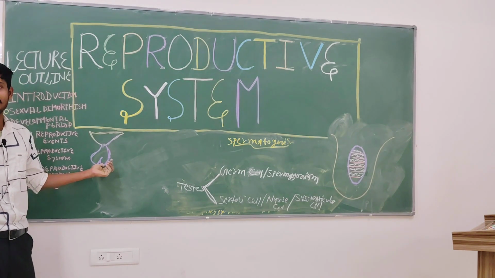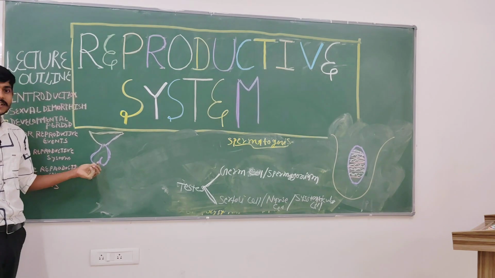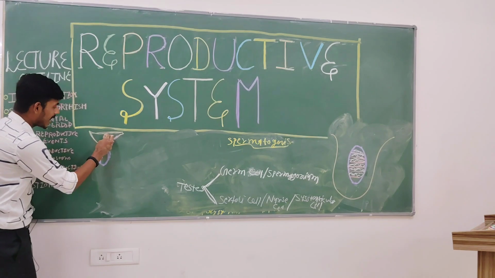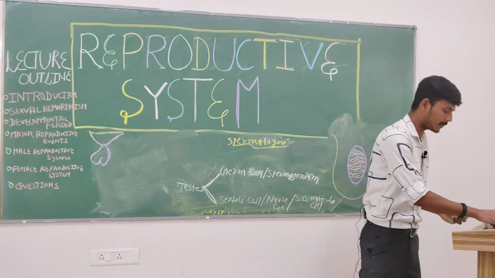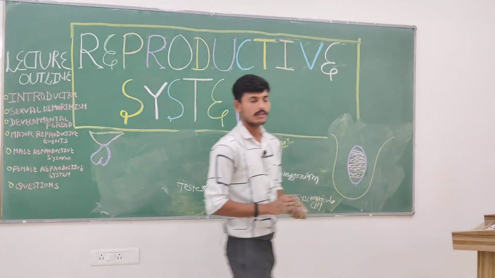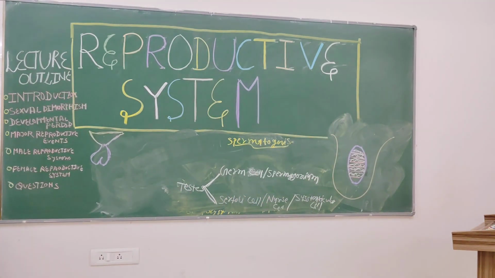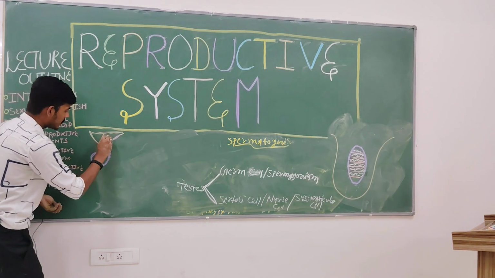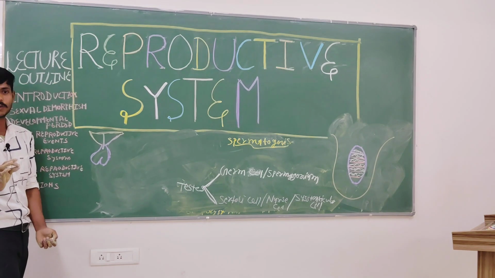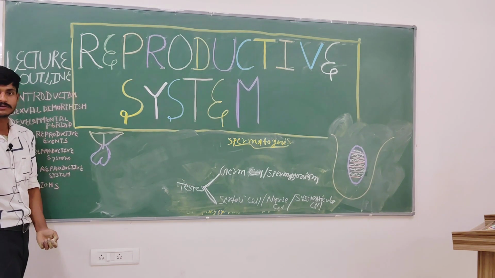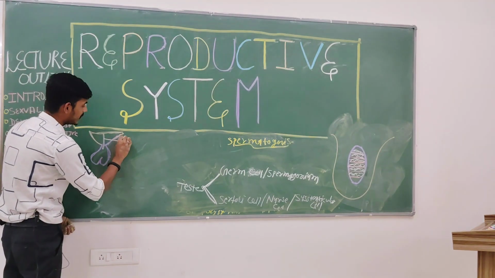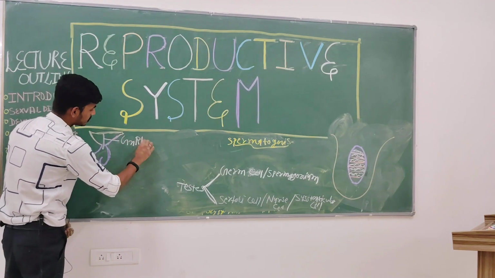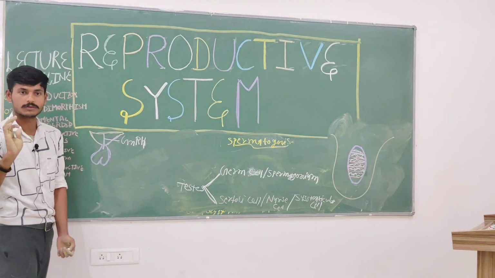Oxytocin and antidiuretic hormone, ADH. Now, the anterior pituitary secretes many hormones. One of them is follicle stimulating hormone and luteinizing hormone, LH. Basically, the hypothalamus gives the message for formation of the gametes. The hypothalamus sends the message in the form of GnRH, gonadotrophin releasing hormone. Is it correct?